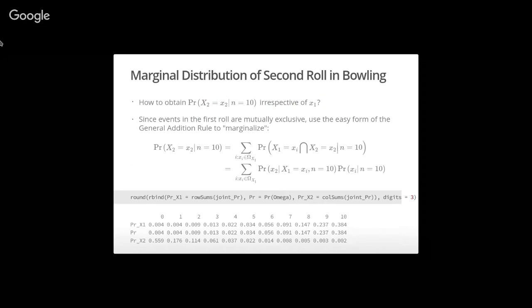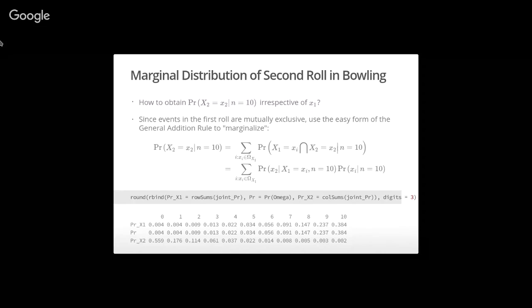So gluing these things together, the row sums of the table I had up previously, that's in the first row there. If we just evaluate the function PR at all elements of omega, that's the middle row. And you can see that these numbers in the first two rows are exactly the same. They have to both yield the same numbers because it's the marginal probability of knocking down X1 out of 10 available pins. And then the marginal probability of knocking down X2 pins on the second roll is the sum down the columns of the table on the previous slide.